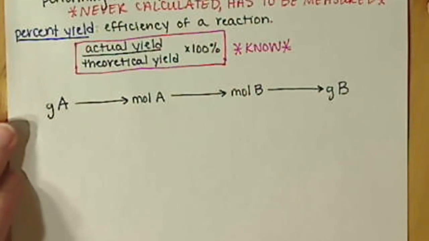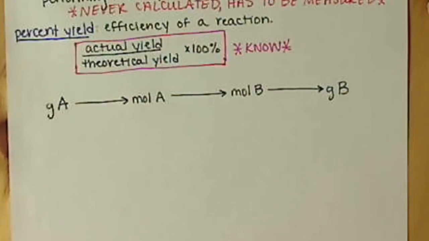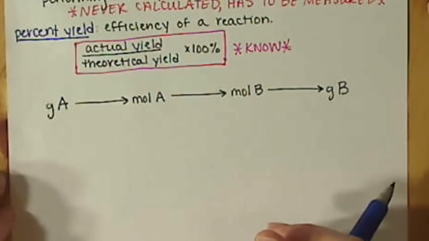And then from moles of B to grams of B. And that's the general pathway that we're going to take, and we're going to take it over and over. We're going to do a lot of these calculations.